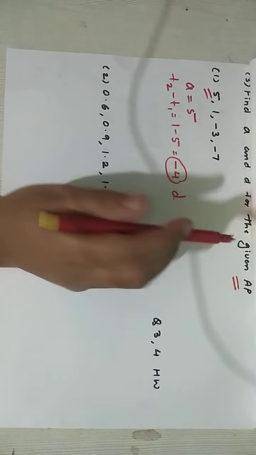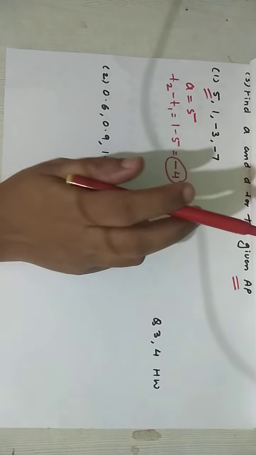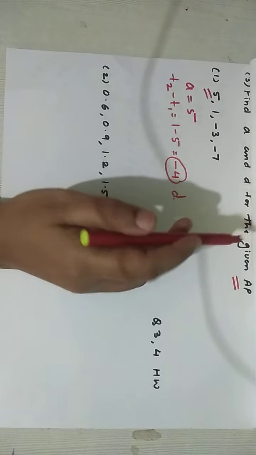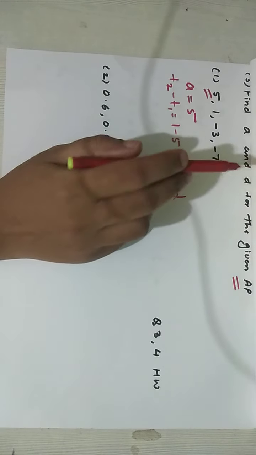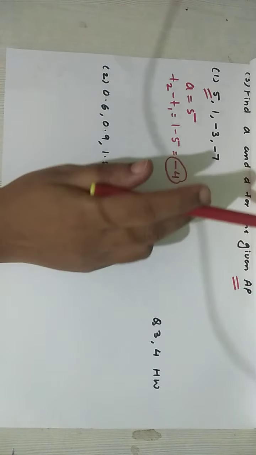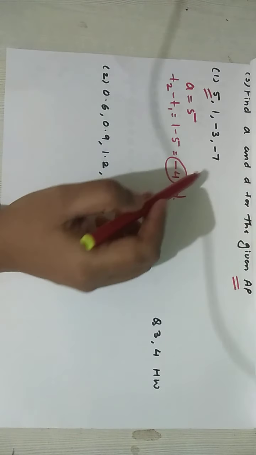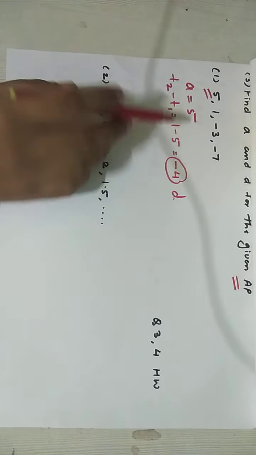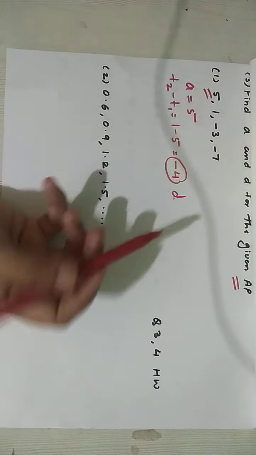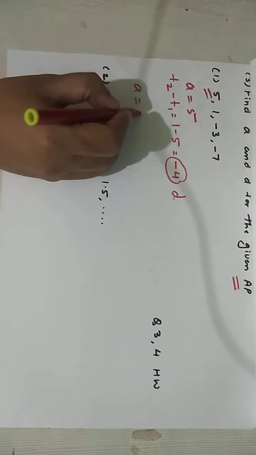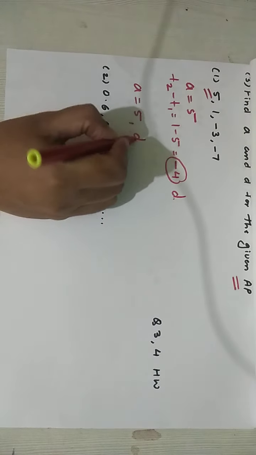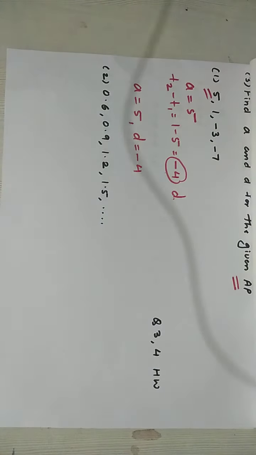When you're told to check whether it is an AP, that time you need to check for all the terms: T2 minus T1, T3 minus T2, T4 minus T3, and so on. But this one is already an AP. You do only one subtraction, you get the answer. That answer is D. So the final answer will be A is 5 and D is -4.